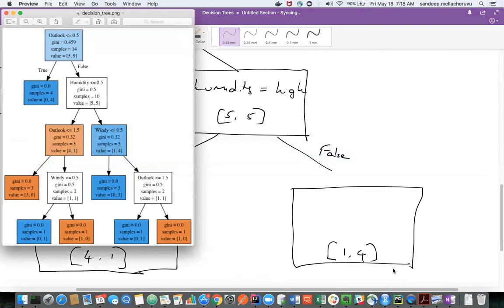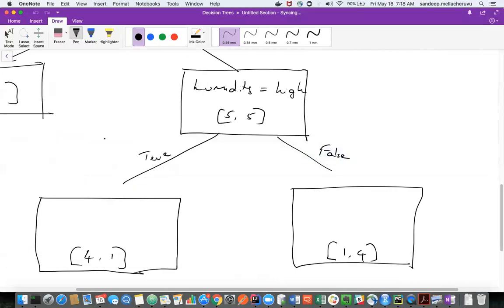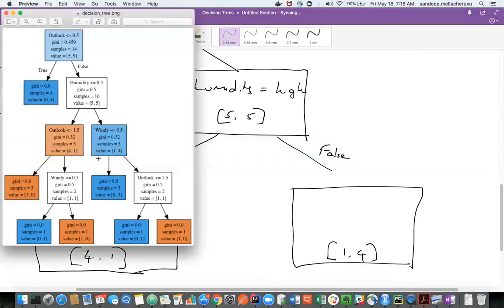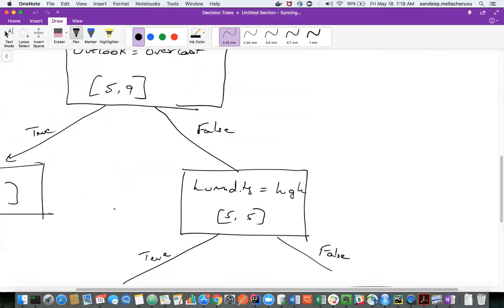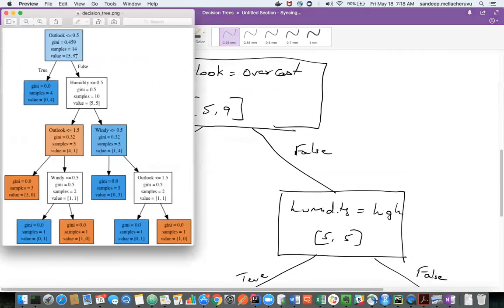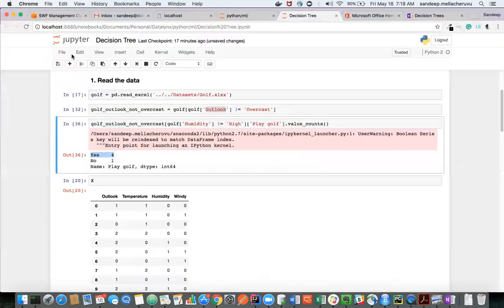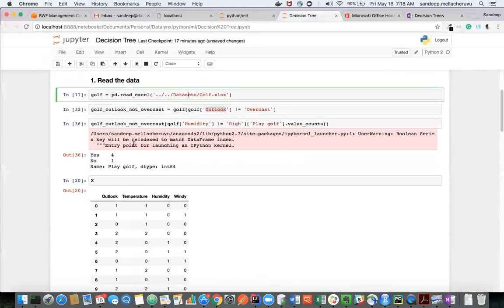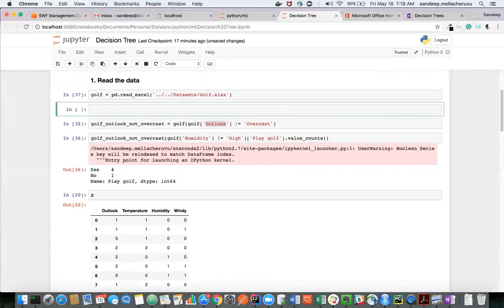Okay, so this is how we keep on continuing. I'm not continuing until the end. I think you got a fair idea how this graph is built. We start with the root node where we don't have any partitions. Just count overall how many times we played golf, as well as how many times we did not play golf.